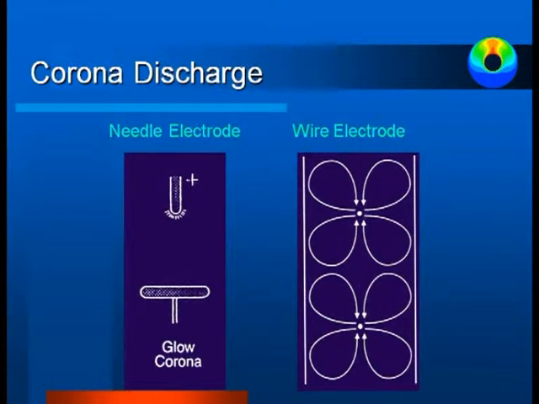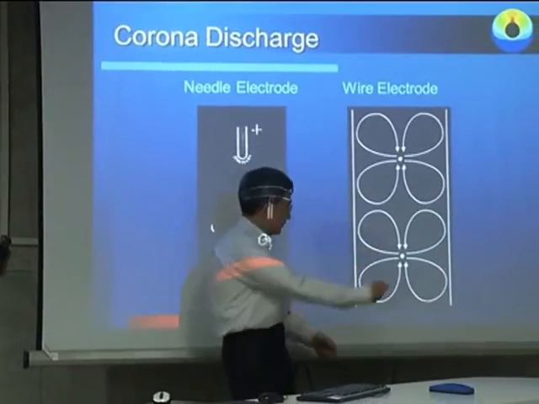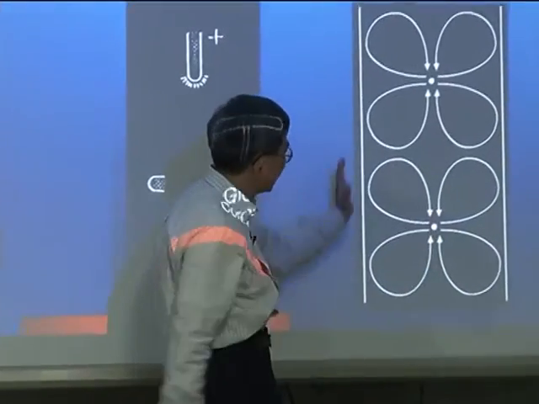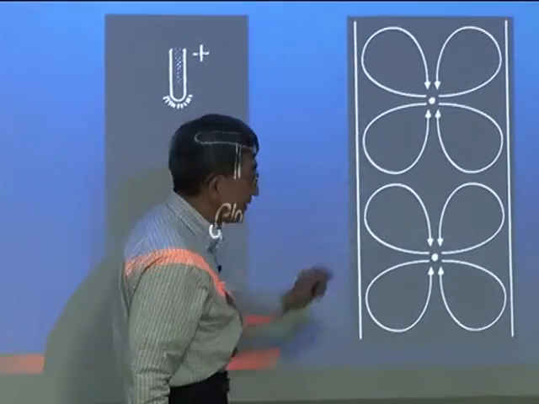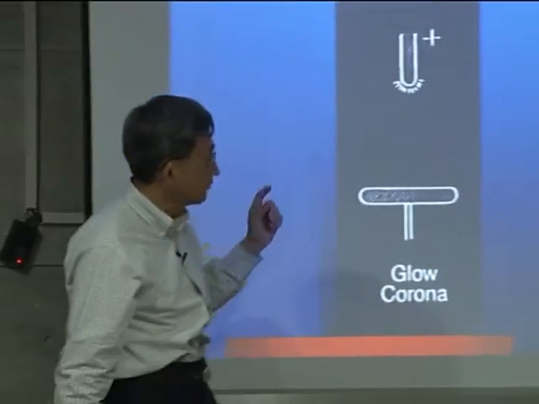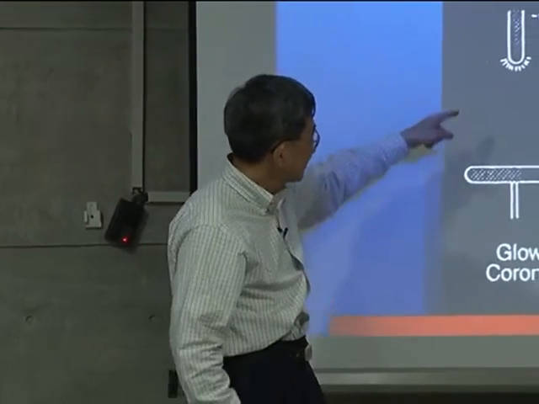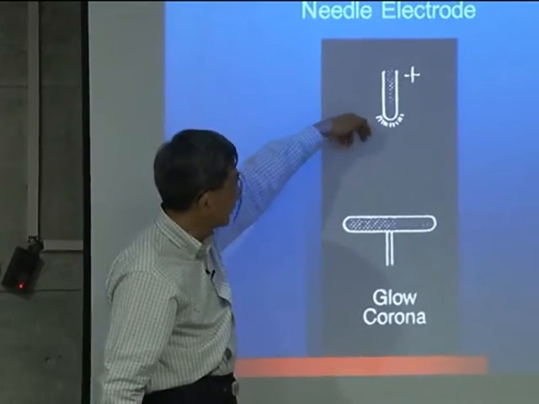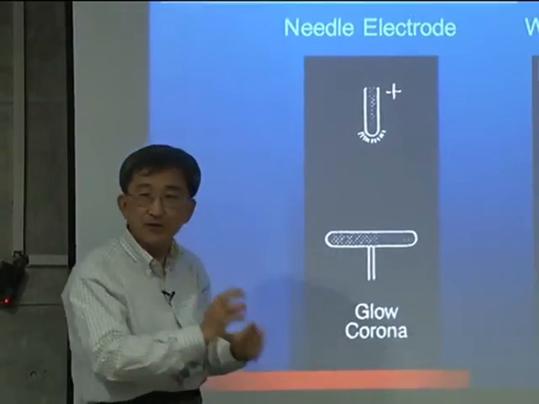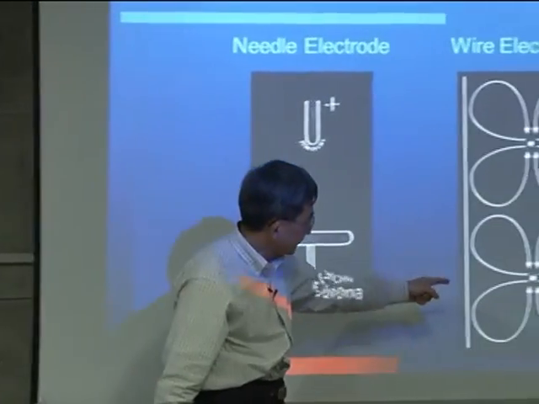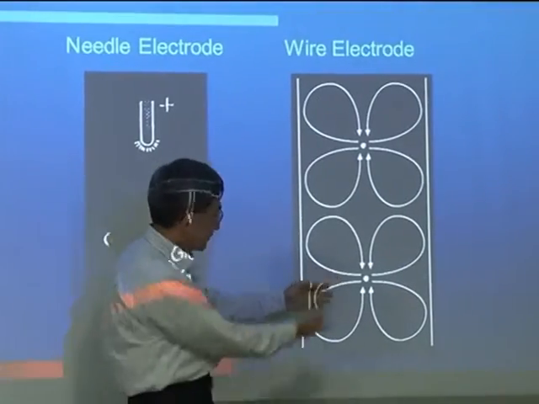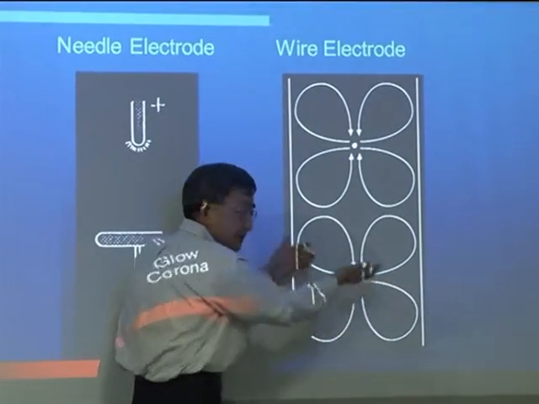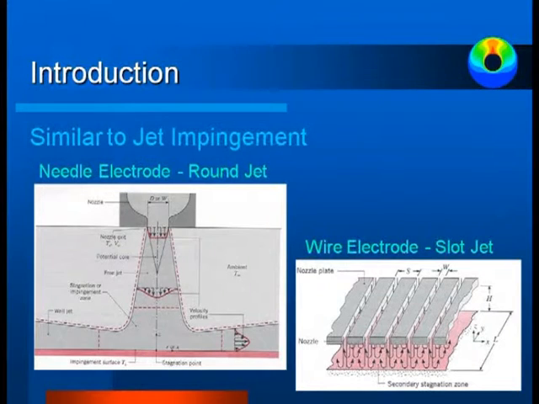Or we can use a wire. So the wire goes this way, perpendicular to the plane, and this is a plate. And the way it creates this corona wind is also very different. So you can see if we use the needle, the corona we create is more like a round jet. But if we use this wire, you can see the wire goes this way, so it is similar to a slot jet.